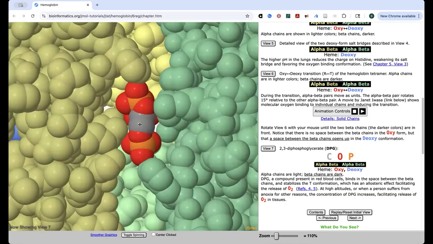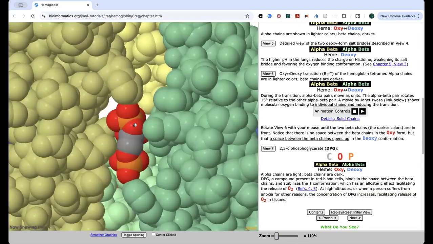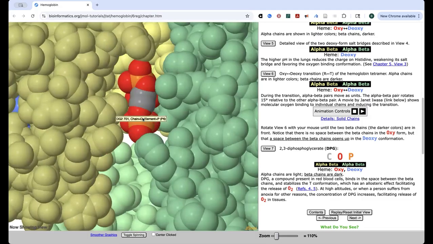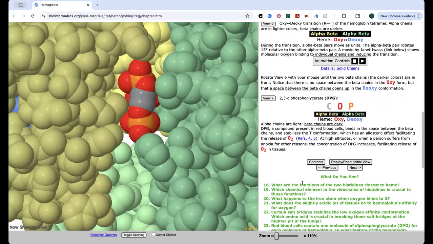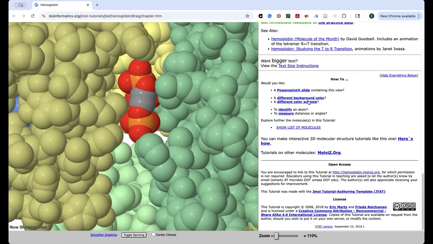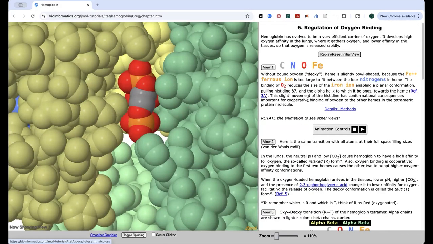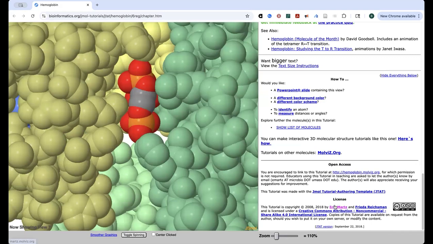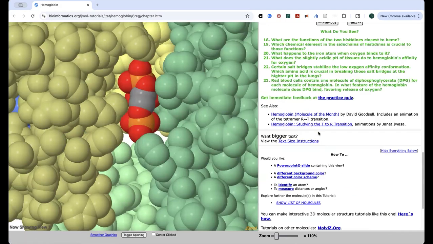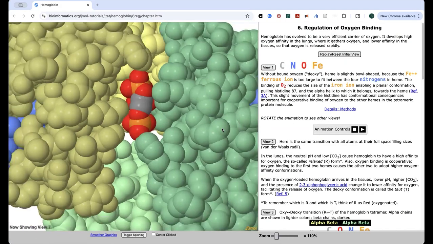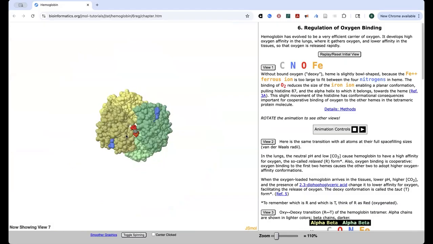And when it binds in the T form, it's going to be stabilizing the T form, and therefore stabilizing that form that has a low affinity for oxygen, and it's going to make it hard for oxygen to get picked back up. So there's a lot more in this tutorial, and I encourage you to go check it out and play for yourself. Thanks to Eric Martz and Frieda Reichman. This is just a free tutorial out there, interactive, very, very helpful.